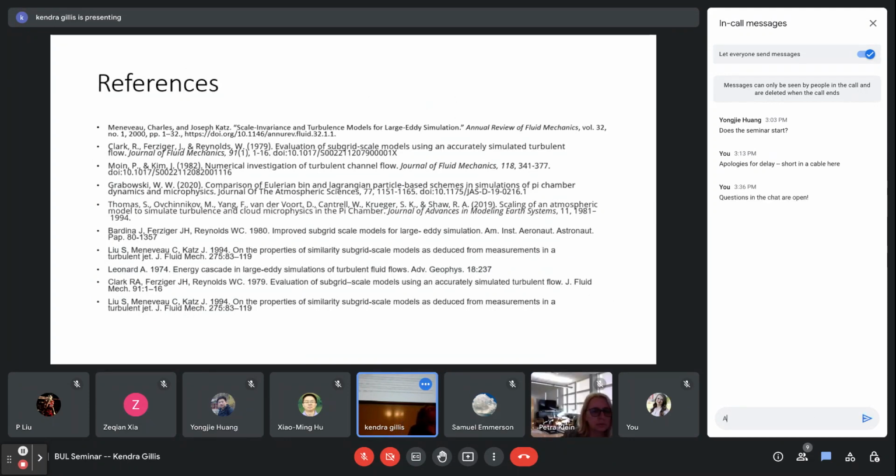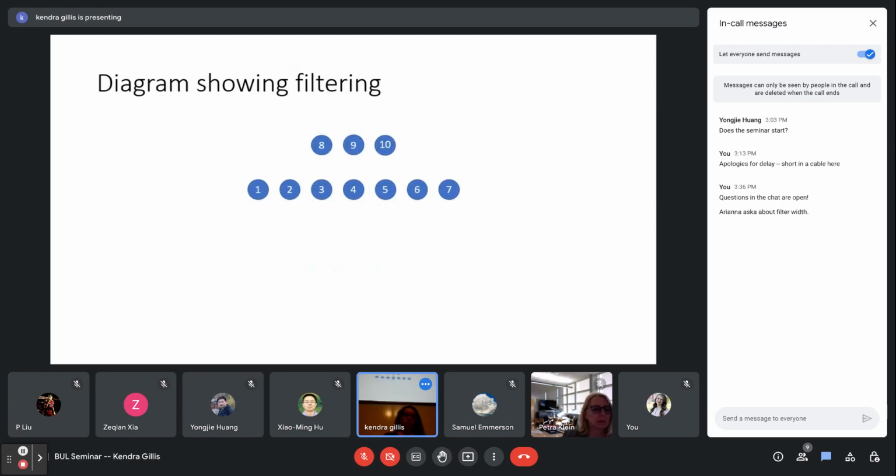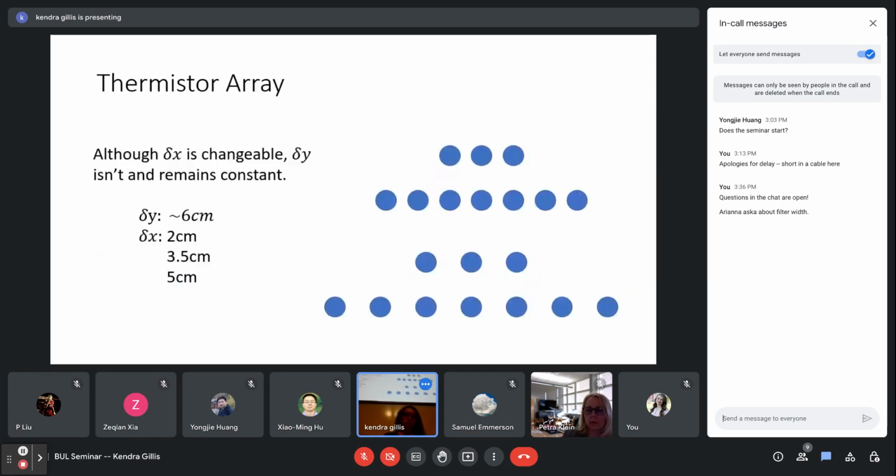What filter widths are you thinking of doing going forward? So we're using different filter widths depending on the spacing. Those are the different spacings we're using. But for this experiment, we're using a relatively small filter width, because it's just a couple centimeters.